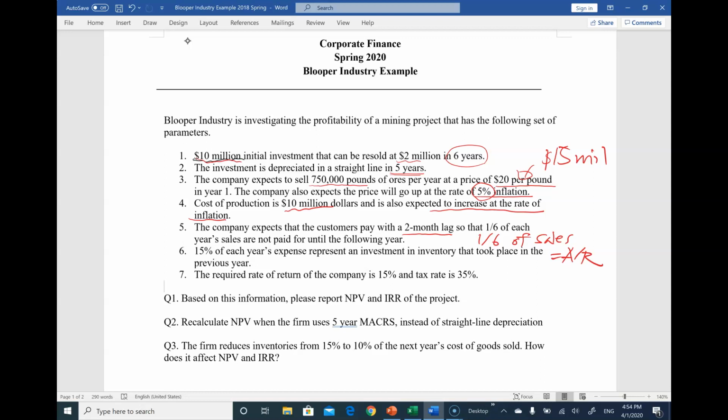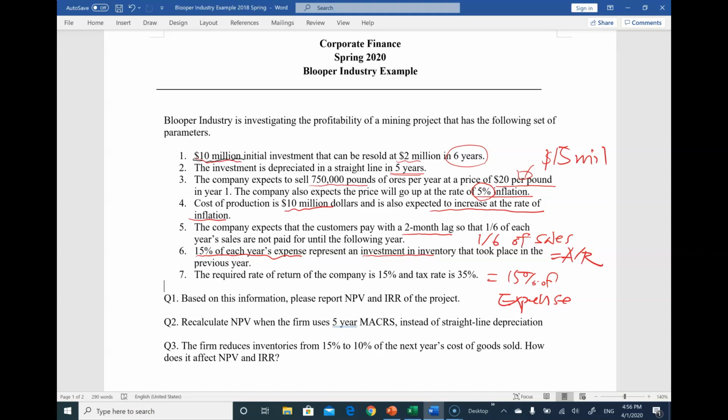The second one is the inventory. 15% of each year's expense represents the investment in the inventory that took place in the previous year. This means that 15% of the following year's expense is this year's inventory. So inventory is 15% of the expense in the following year, okay?